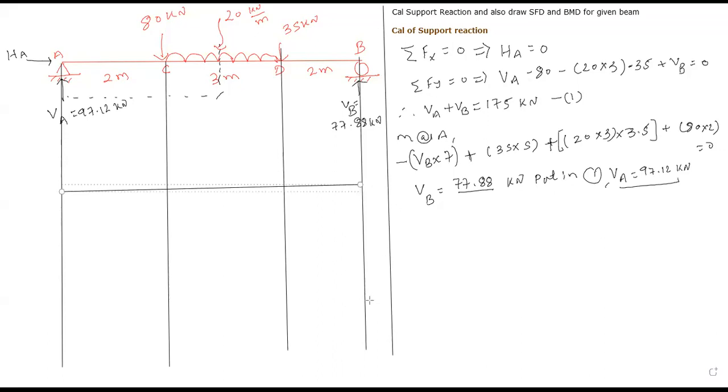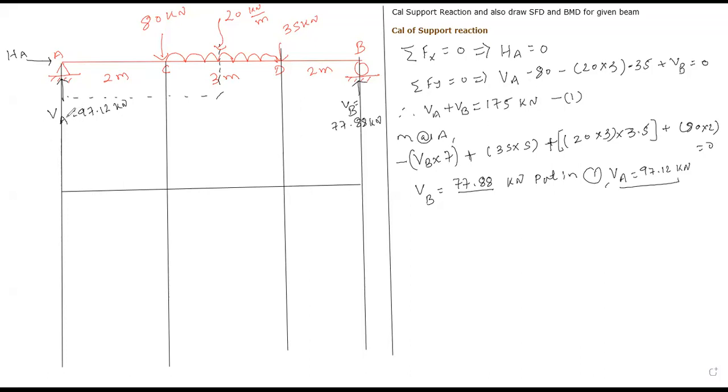Now, first of all, we are plotting the shear force diagram. As we have discussed, what is the nature of VA, plus or minus? Type in chat box. Okay, good. If the nature is plus, then we are plotting the diagram above the line. Yes or no?